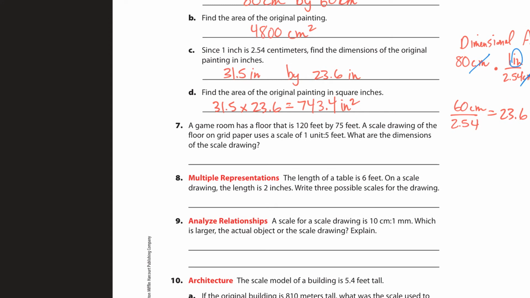And let's go with the first one, 120 feet. So we first have 120 feet. And each unit is 5 feet. So I would divide this by 5. And 120 divided by 5, 24, I believe. So that's 24 units. And then the other one's going to be 75 divided by 5. And I believe that is 15. So 24 units by 15 units.